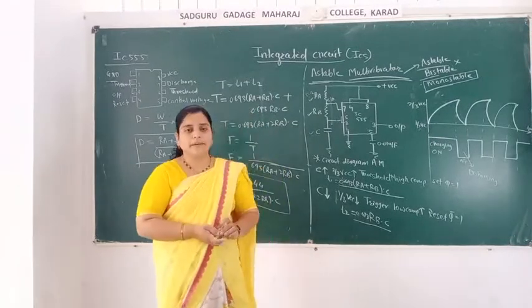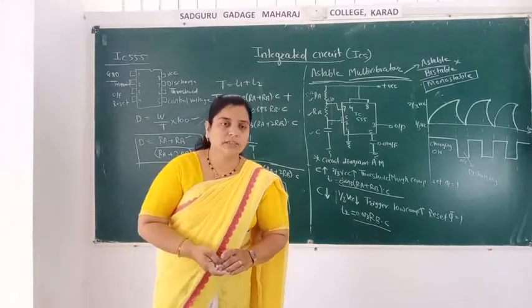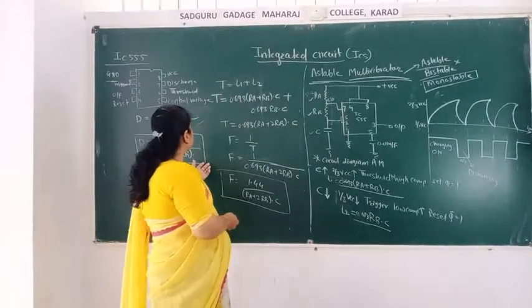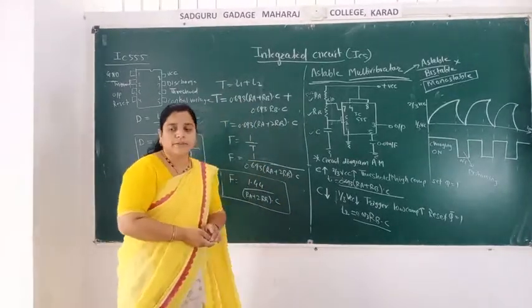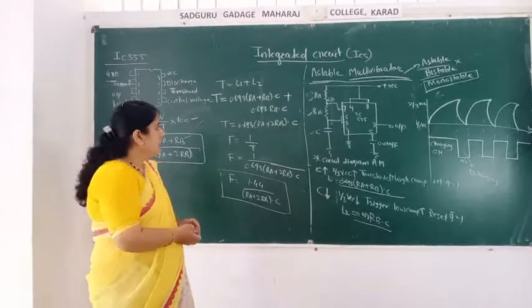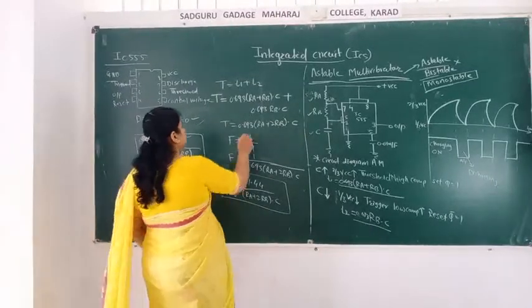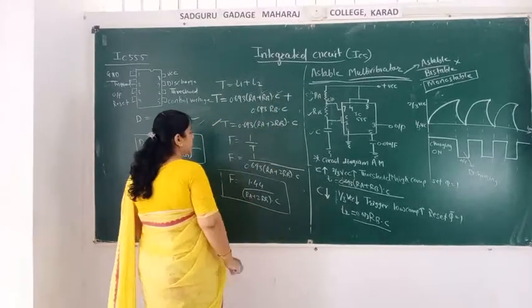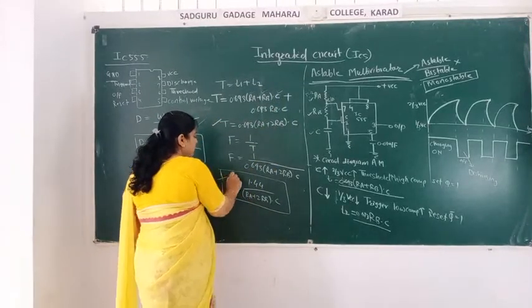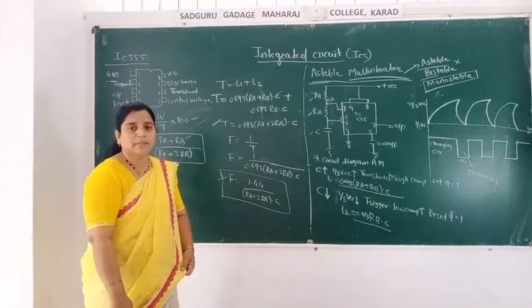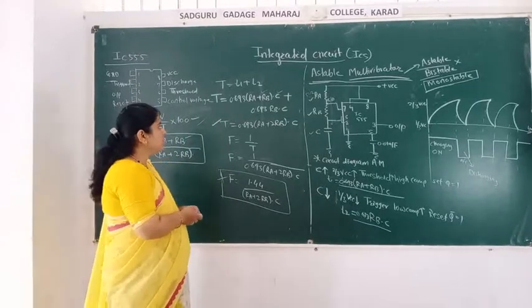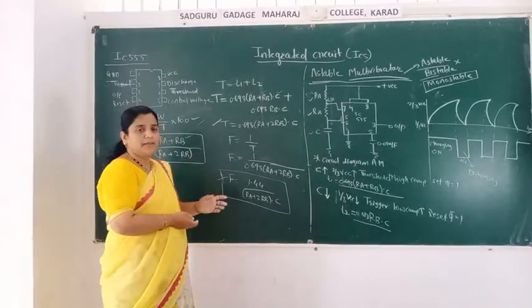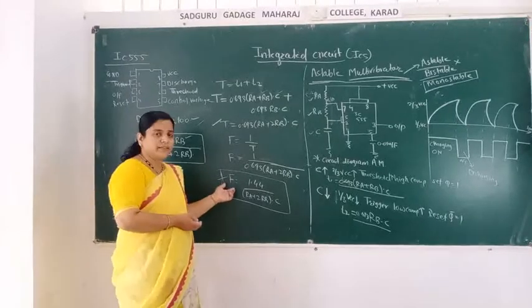The bistable multivibrator we will see in the next lecture. Here we can also solve examples. If the values of RA, RB and C are given, you can calculate the value of T. From that T you can calculate the frequency F. These examples have been asked many times. Values of RA and RB are given, then you have to find out the frequency F.